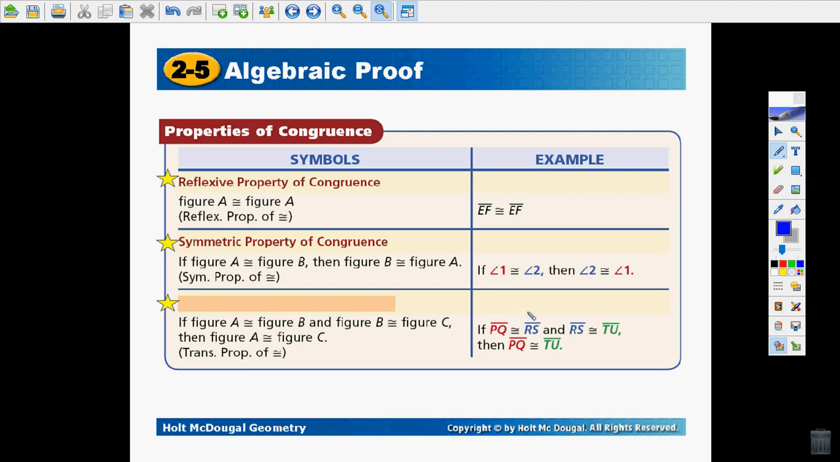And the last one you could probably guess. If segment PQ is congruent to segment RS, and RS is congruent to segment TU, then we can just say that PQ and TU are congruent. If PQ is equal to RS and RS is equal to TU, then these two are obviously equal. This is the transitive property of congruence. Before it was property of equality, now it's congruence.